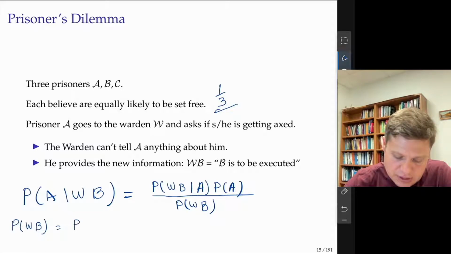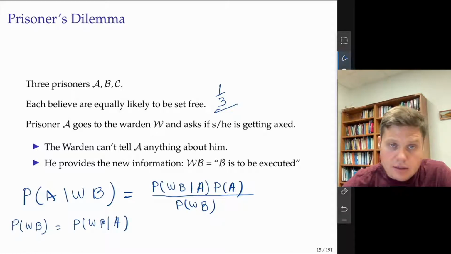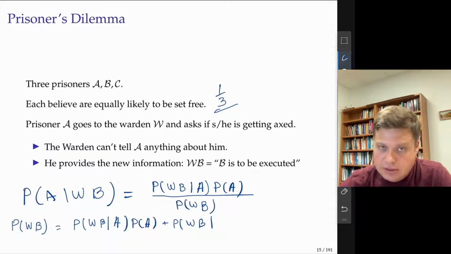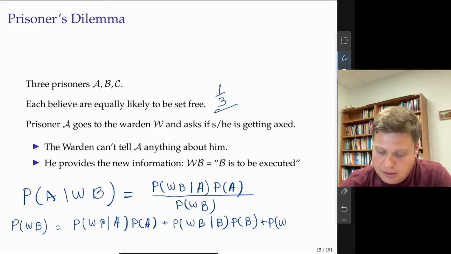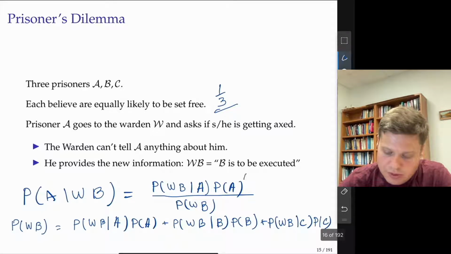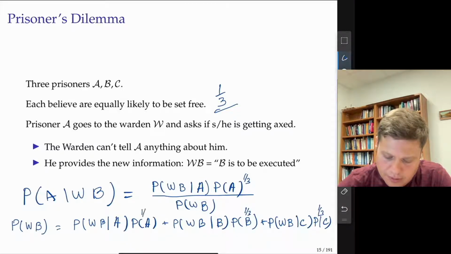It's the probability of this piece of information given A goes home times the probability that A goes home, plus the probability of this piece of information given that B goes home times the probability of B going home, plus the probability that the warden talks about B given that C goes home times the probability of C going home. Well, we know the prior. The prior is 1/3. So 1/3 here, 1/3 here, 1/3 here.